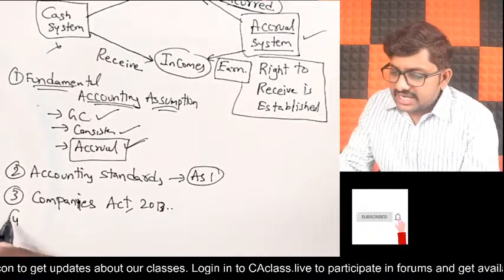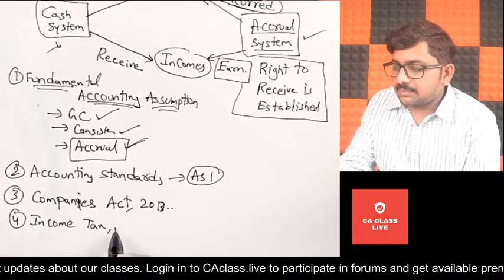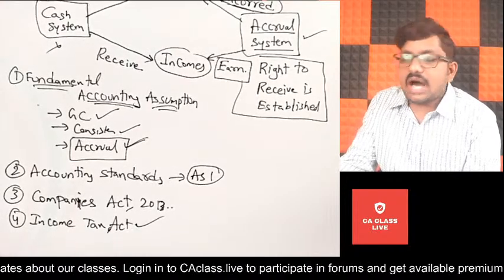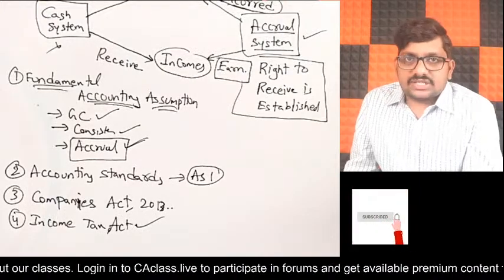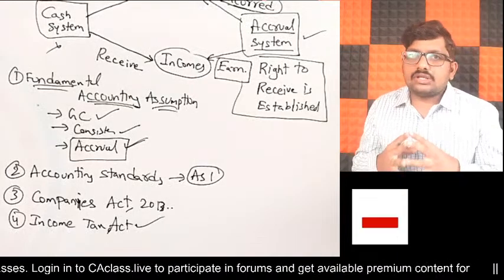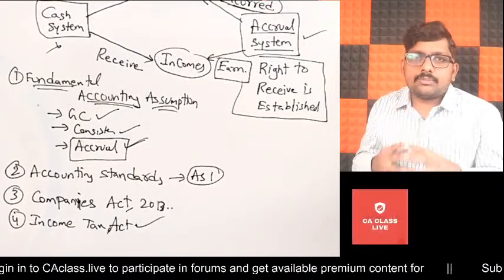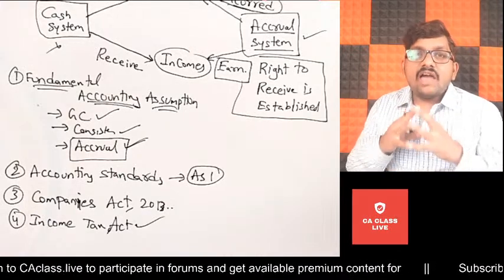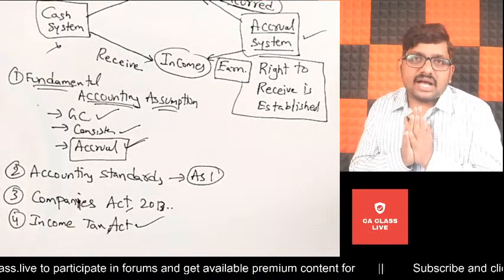Not only that, even as per the Income Tax Act, you are supposed to do accounting only under the accrual system. Got it? So there are a lot of reasons why we have to follow the accrual system. You call them rules, guidelines, or law, everything says you have to do accounting only under the accrual system. Understanding, friends?